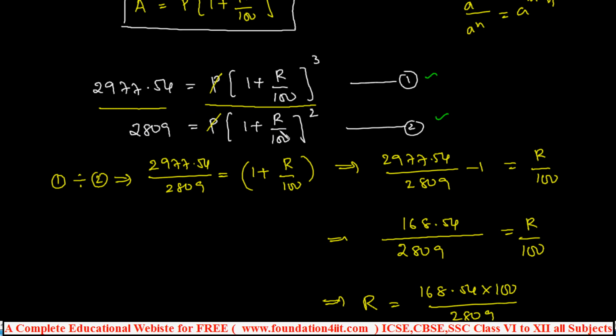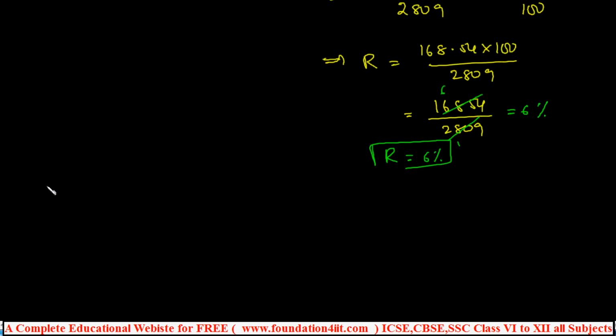Equation 2 is simple, no? You can substitute in equation 2. 2809 is equal to P into 1 plus 6 by 100 whole square. So from equation 2, we'll get the principal also now. From equation 2, that is the A value: 2809 is equal to P into 1 plus R by 100, 6 by 100 whole to the power 2.